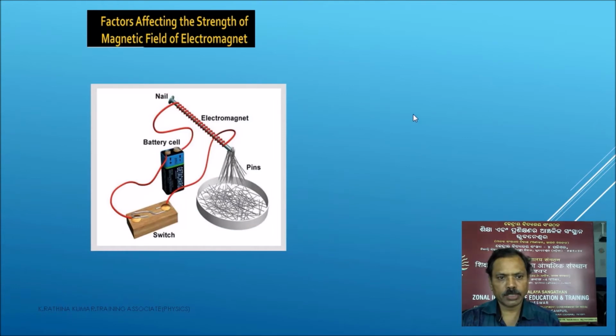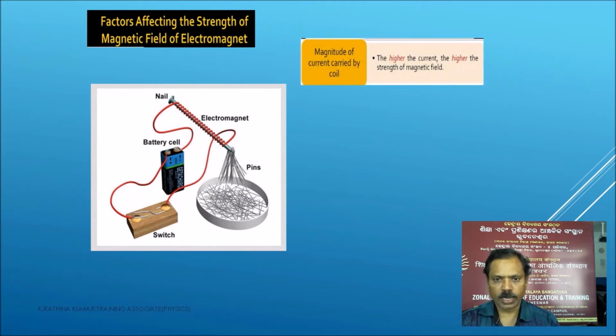Dear friends, you can observe this diagram. First of all, what things are there? First one is a nail, then a battery cell, then a switch, then pins. And the setup is called an electromagnet. A copper wire is wound over the nail. So when a battery is joined with that, the current will flow through, and the current going through this coil will produce a magnetic field. When it attracts the pins, you can understand this has become a magnet. It is a temporary magnet, magnetized due to the passing current, so it is called an electromagnet.